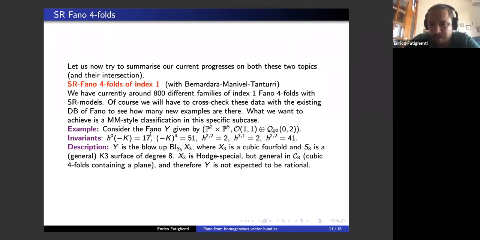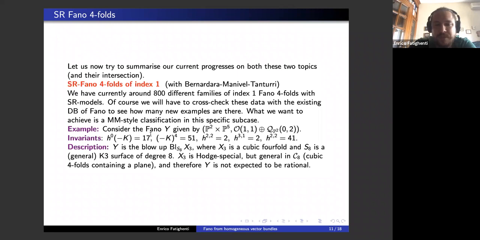And let me give you an example to basically show you what I'm talking about, more or less. So suppose you take the Fano Y, which is cut in P2 x P5 by this rank 3 vector bundle. So you take O(1,1), so the line bundle O(1) on both components, and then you take the quotient bundle on P2, so rank 2, twisted by O(2) on P5. And suppose that you are able to compute invariants using the usual Hodge theoretical package.